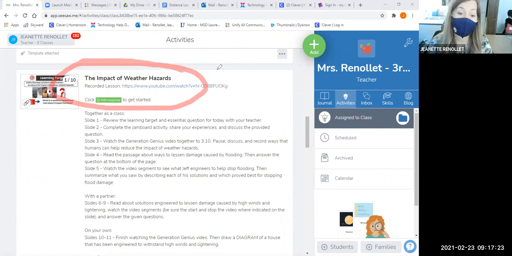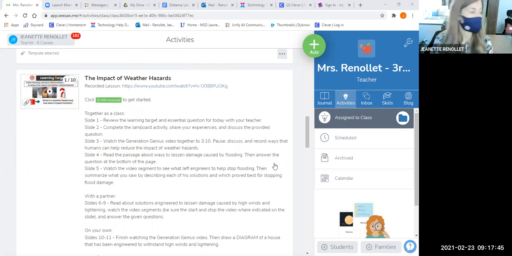We started it yesterday, and today we're going to work with a partner to make sure that we have answered our questions using text evidence. Your job right now is to go find this task from yesterday, and you're going to edit your draft. It's called the impact of weather hazards. Go ahead and do that now, please.